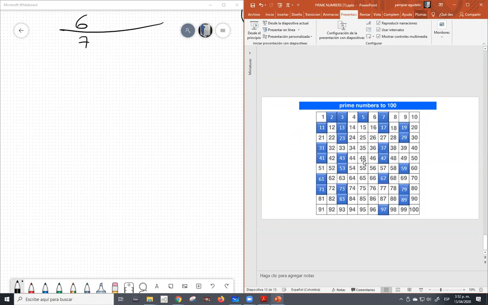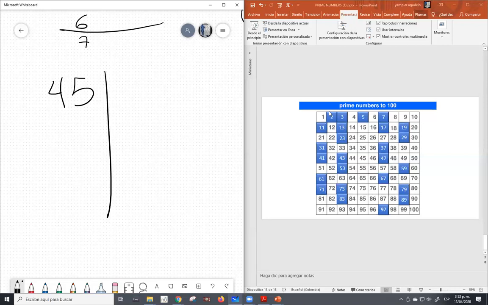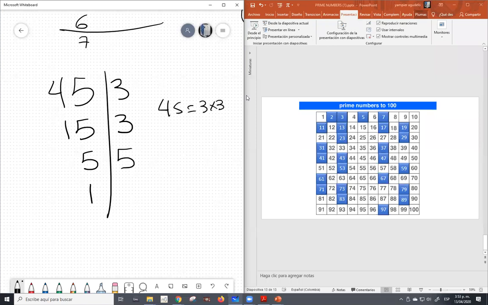I am going to pick the 45. So we start by doing this. 2. Can we divide it by 2? No. So next prime number, 3. Can we divide it by 3? Yes. If we divide it by 3, the result is 15. Can we divide it by 3 again? Yes. The result is 5. Can we divide it by 3 again? No. So next prime number, can we divide it by 5? Yes. And the result is 1. That means that 45 is 3 times 3 times 5.